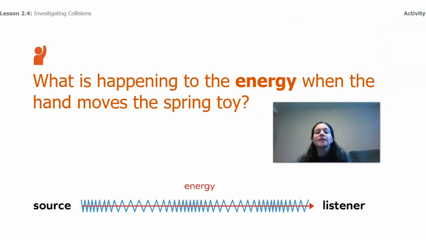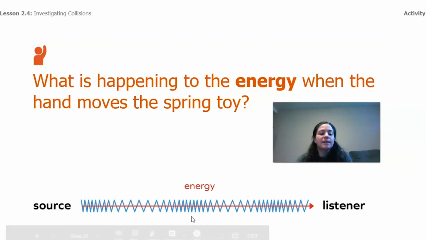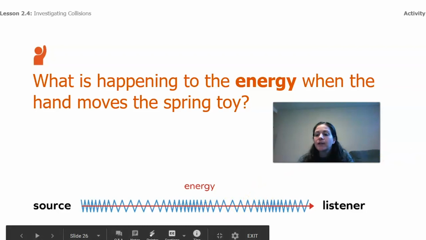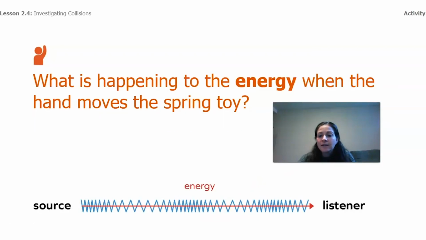So what happens to the energy when the hand moves the spring toy? The energy travels through the springs. One spring hits another, hits another, hits another. For every single one of these, one piece is hitting another, is hitting another. We saw that in the sim, we saw that in the coins, and we saw that in the spring toy. And that's an idea that we're going to carry with us for our lesson tomorrow and our lessons moving forward.